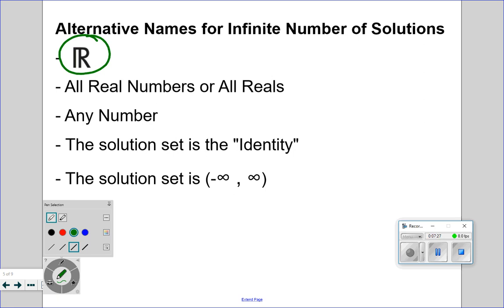A couple other names for an infinite number of solutions are either all real numbers or just all reals for short. That means the same thing. Sometimes we'll just say any number. It means any number could be plugged in for x and it would work. A little bit more rare, but sometimes you'll see the phrase the identity set. The identity means any number. The answer is anything from negative infinity to positive infinity is what that's showing. These two aren't used quite as often as the other ones, but you will start seeing those on occasion.